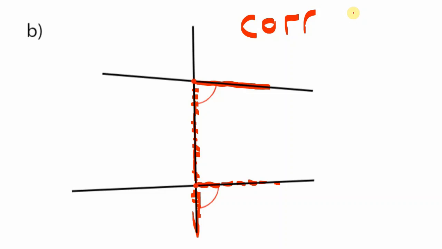You can perfectly acceptably abbreviate it as corresponding angles. So you don't have to write it out, you can just abbreviate. In this case, they are not equal because there's no indication that these lines are parallel, but we know they are corresponding.